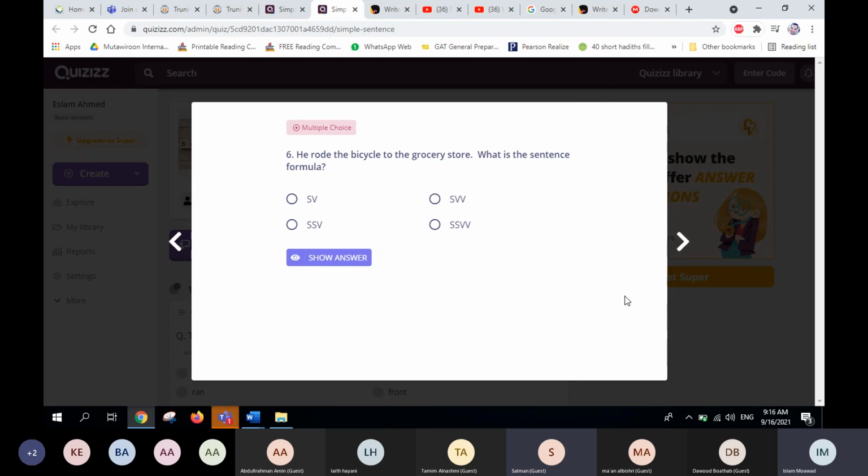Okay, teacher. He rode the bicycle to the grocery store. What is the sentence formula? What's the sentence formula here? It is the second option. The second option, SSV, you mean? Let's check. Where's the subject here?